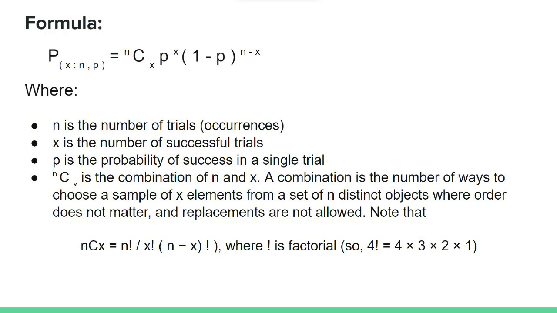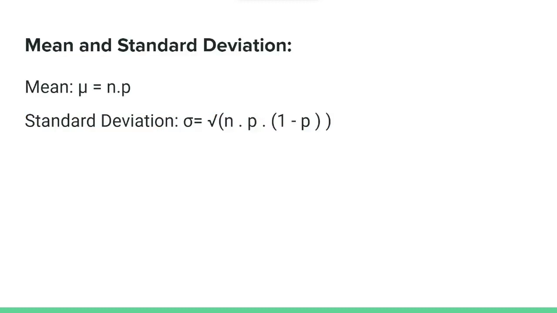This is the formula of binomial distribution. Here probability equals nCx, which is the combination of n and x, times p raised to x, times (1 minus p) whole raised to n minus x, where n is the number of trials, x is the number of successful trials, p is the probability of success in a single trial, and C, as I said before, is the combination. If we look at the last line, we get the formula for how to find a combination, which is n factorial divided by x factorial times (n minus x) factorial.